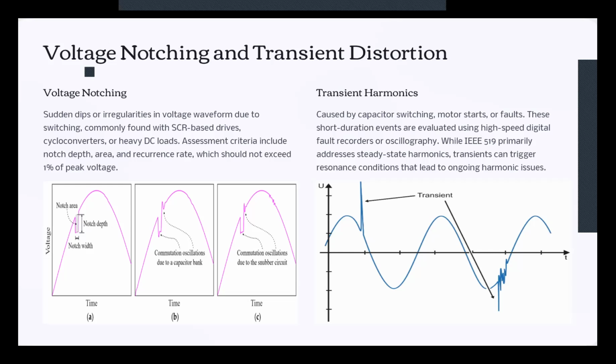Now, the two most common types of distortion that could create harmonics are voltage notch and transient harmonics. Besides the switching, so we know the switching happens. If you have a PWM, the voltage and the currents are basically a train of pulses, so they introduce harmonic components. But besides the switching devices, the system's nonlinear behavior also can create harmonics. The most common ones are the voltage notch and the transient harmonics.